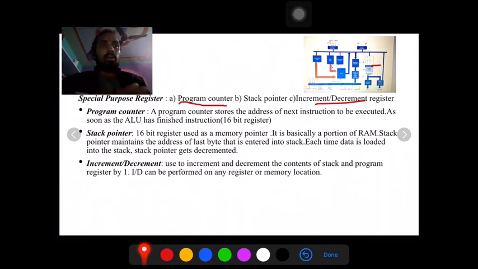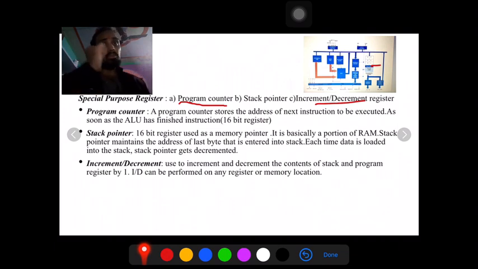Stack pointer is also a memory pointer, and it is basically going to store the address of the last byte. This was storing your next instruction, this is storing your last byte. That means whenever data is loaded, the stack pointer gets decreased. Okay, this is your stack pointer. And increment, decrement, they are used to increase or decrease. They can be performed for any register, any memory locations. These are your special purpose registers.